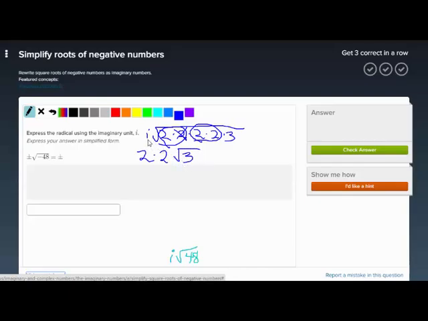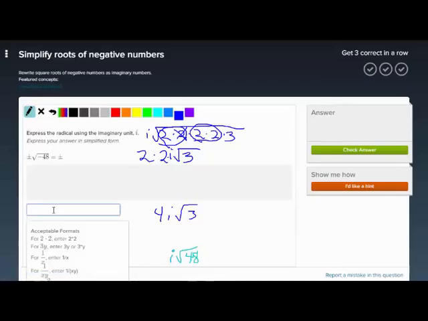Now, the thing I'm missing here, I have to remember to bring this i down too. So it's 2 times 2 times i times the square root of 3. And I can simplify that to make that 4i times the square root of 3. So that's going to be my answer. So we'll type in here 4i square root, in Khan Academy, SQRT parentheses 3. And that puts in 4i square root of 3. And that's how I do that one.